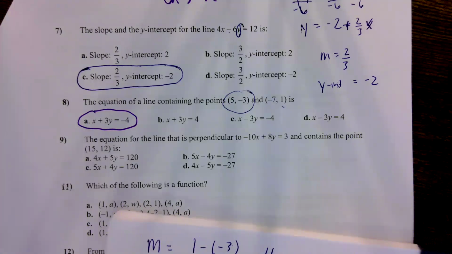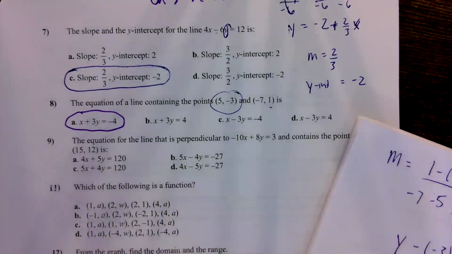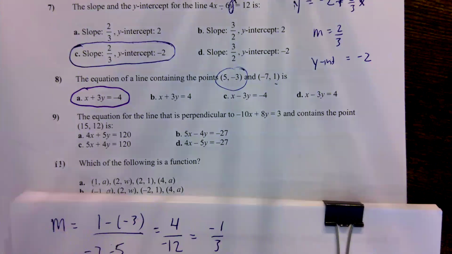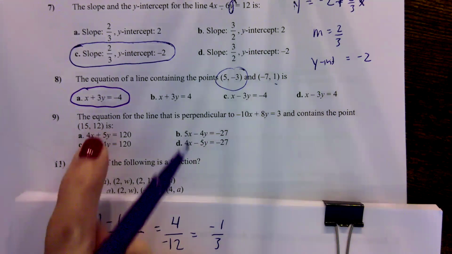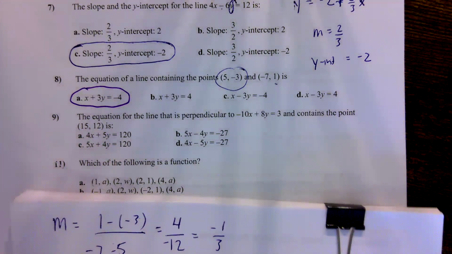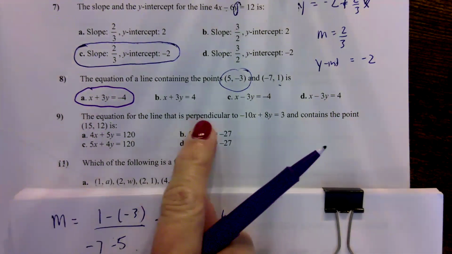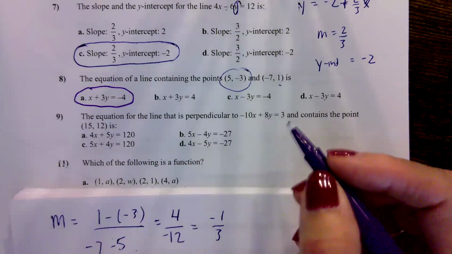Okay. So let's look at number 9. It says the equation for the line that is perpendicular to this line and contains the point here. So we want to find that new equation. So to do that, remember with a perpendicular line, we have to find the original slope.